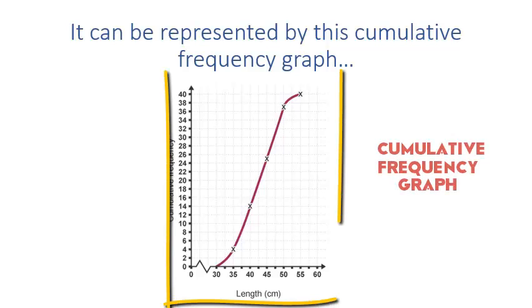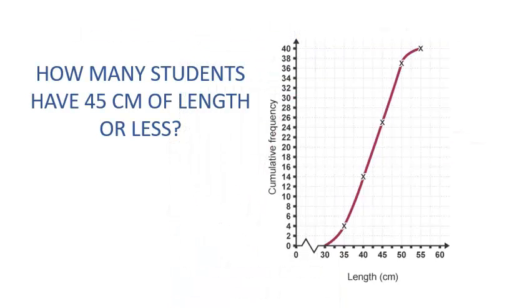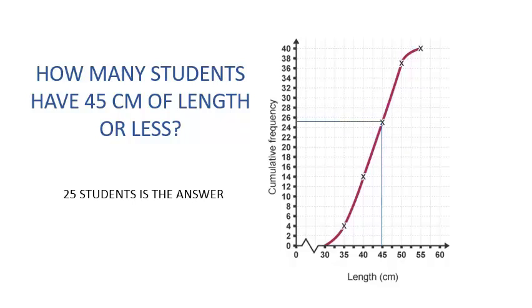We can create a cumulative frequency graph to represent this data. Let's see how this graph can be used. How many students have 45 centimeters of length or less? We enter from 45 centimeters up to the curve, and then we go left to the frequency to see the result. We can say now that 25 students have 45 centimeters of length or less.